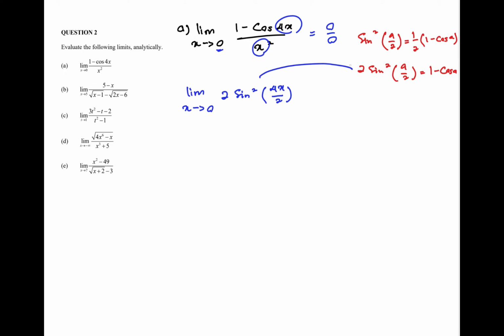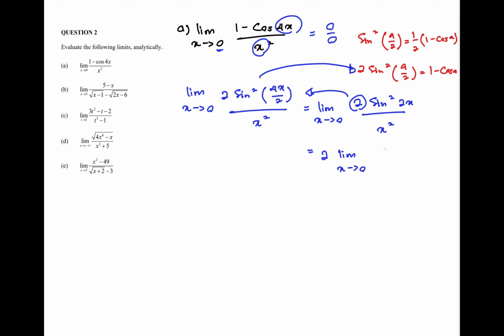This one, by using this identity, and then divide by x squared. Okay, and then we can simplify these equations. We can get the limit as x approaches 0 of sine squared 2x divided by x squared. So both the denominator and numerator have the power of 2, so we can simplify. This 2 we can put outside because it is a constant. So 2 times the limit as x approaches 0 of (sin 2x divided by x) to the power of 2.